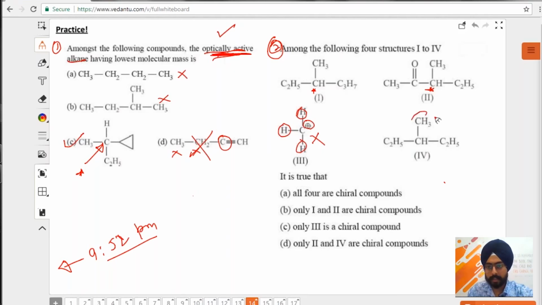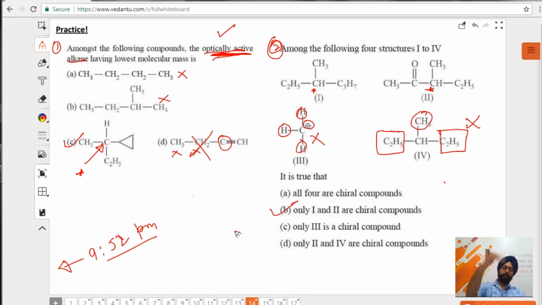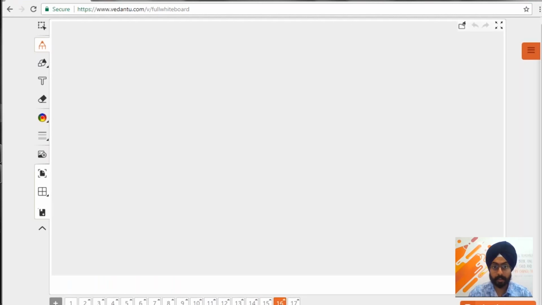If I look at this one, CH3, C2H5, again C2H5, 2 C2H5s on the same carbon. That implies all the 4 are not different. That's why this is also not a chiral carbon. Hence, the correct answer is only 1 and 2 are chiral compounds. Super simple, guys. You've studied all the structures in 10th standard, I'm sure. So in 11th, now you can interpret the structures as well. You can see whether things are chiral or not. Let's move ahead.